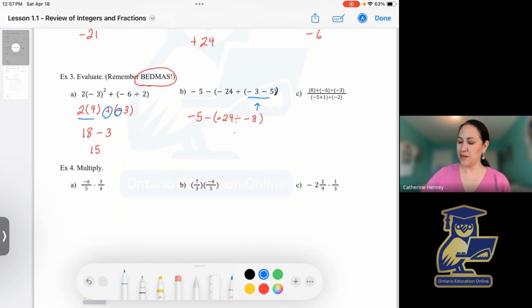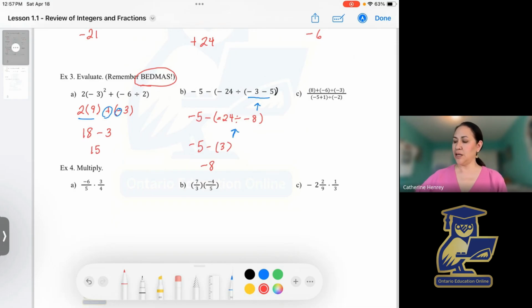Now we simplify the next set of brackets right here. And we'll have negative 5 minus negative 24 divided by negative 8 is going to give me a positive number. That's going to be 3. And then finally, we have our subtraction. Negative 5 minus 3 is going to give me a negative 8.